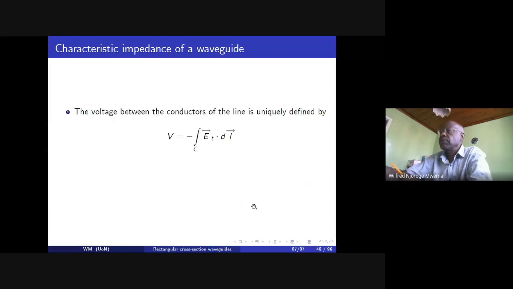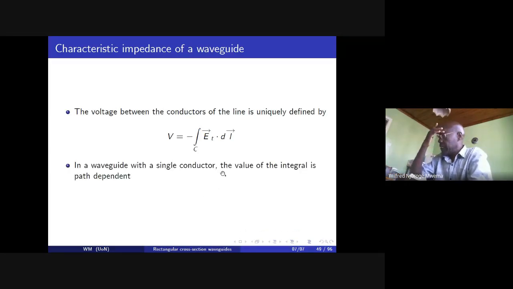This is what we saw. The voltage between the conductors of the line is also unique, because it will be defined as the negative integral over the path of the electric field, from one conductor to the other conductor. In a waveguide with a single conductor, the value of the integral will be path dependent. It depends on which path we choose to integrate from.